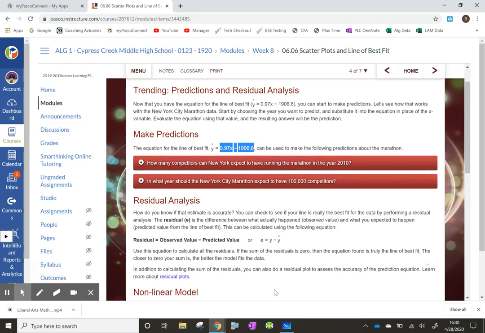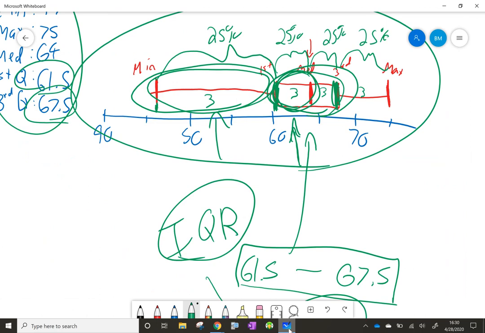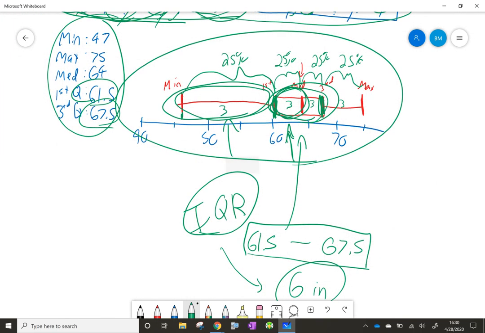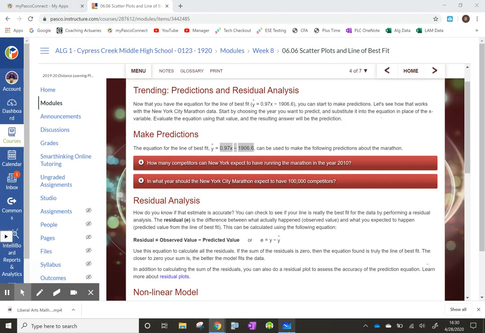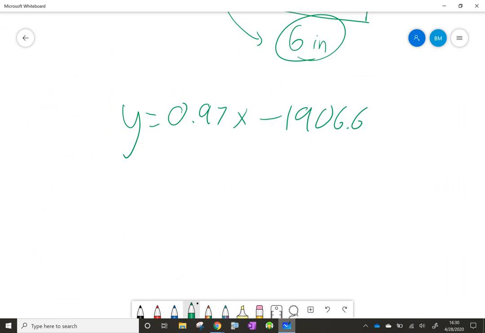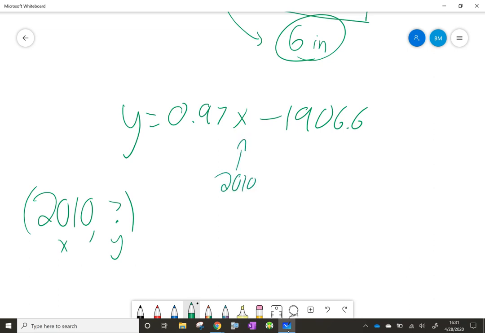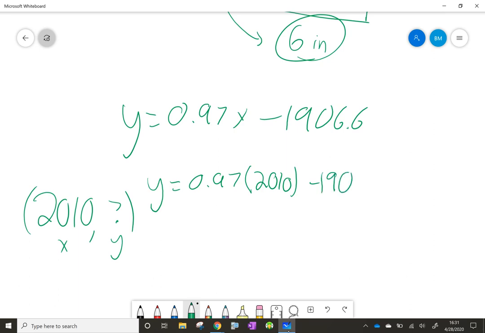So if we want to know how many competitors will run in the 2010 marathon, that's from a different video, of course. So our equation was y equals 0.97x minus 1906.6. Right, so if I want to make a prediction about the 2010 marathon, 2010 is our x value, but I'm trying to figure out what's the y value of it. So I'm going to plug the 2010 in for the x value here. So that means once that's plugged in, the equation will be y equals 0.97 times 2010 minus 1906.6.